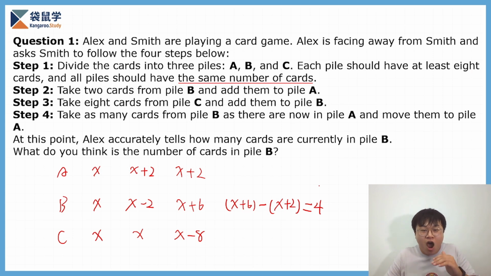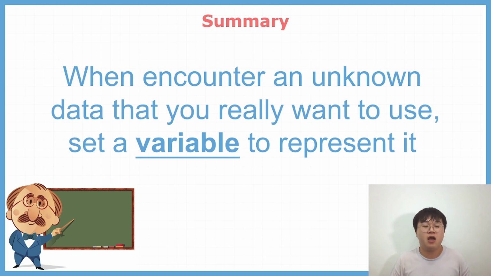So we can see here, our process is very, very clear and easy. So, if we use a bit of algebra, we use a variable to represent the unknown data that we want to use, we can make the analysis and the process easier and clearer. So, a brief summary for this question. When we encounter an unknown data that we want to use, we can set a variable to represent it, and it can make our analysis and process very, very easy.